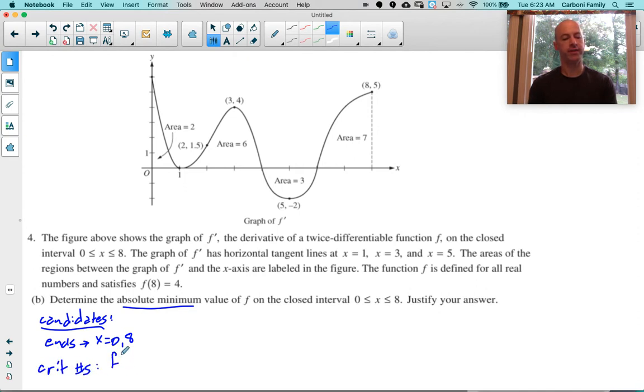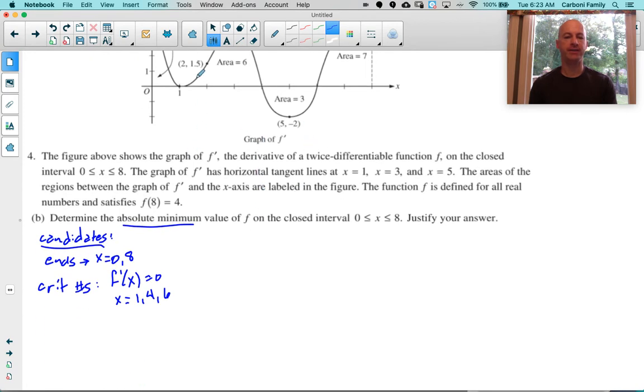And even though I did this in part A, I'm going to write it again. F prime is equal to 0 at x equals 1, 4, and 6. Okay. Now, as far as the critical number candidates, if you want an absolute minimum, your critical number would need to be a local minimum. So anything that is not a local minimum, I would go ahead and throw out. And 1 and 4, we already established in part A, are not local minima. So x equals 1 and 4 are not local minima.